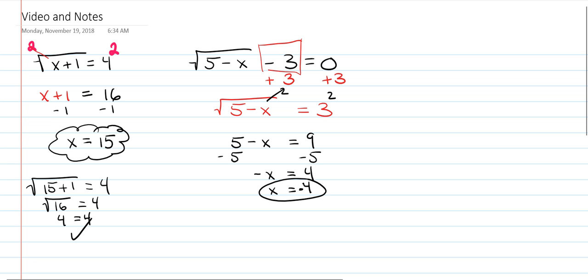Plug that back in. Negative 4. So 5 minus negative 4. 2 negatives make a positive. 5 plus 4 is 9. Square root of 9 is 3. 3 equals 3. And we are wonderful.